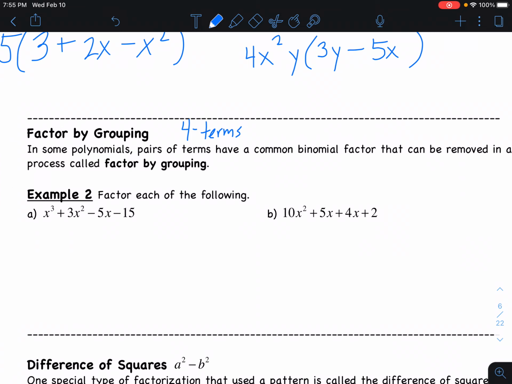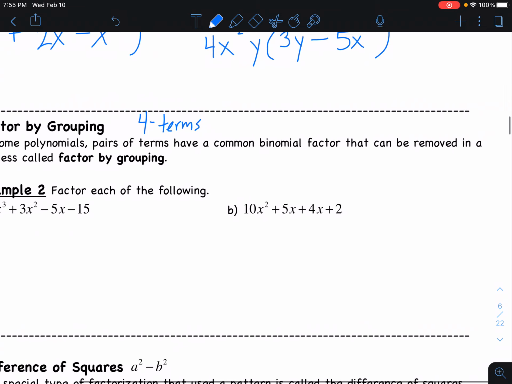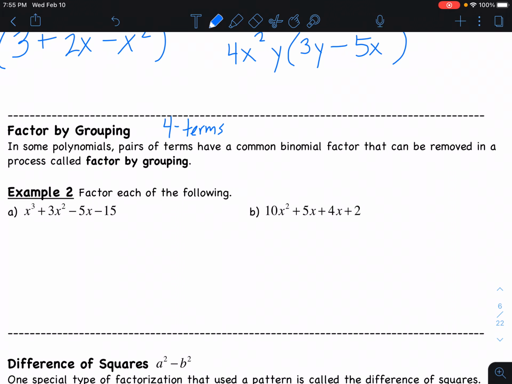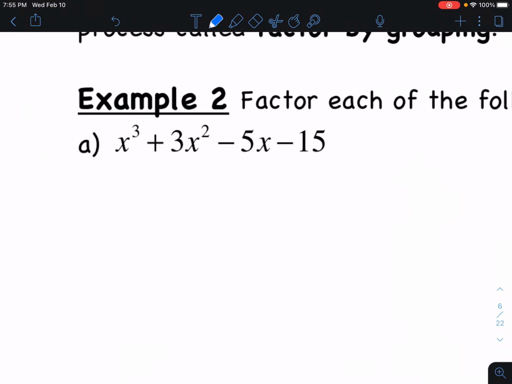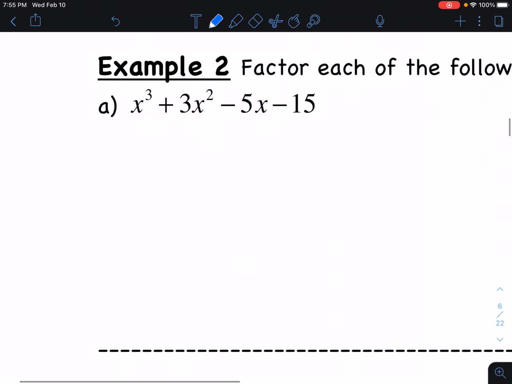Okay, so in some polynomials, pairs of terms have a common binomial factor that can be removed in a process called factor by grouping. Let me show you what I mean by this, because that was a little wordy. So what you do, factor by grouping means make two groups. And then what you're going to do is GCF, let's say GCF twice, 2 times.